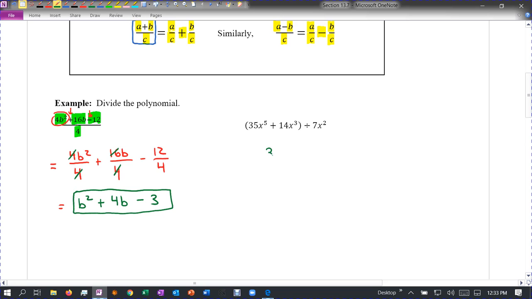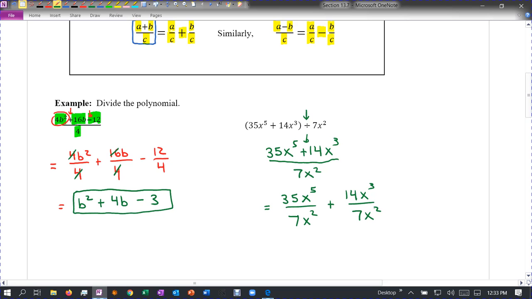Here's another example. We have 35x to the 5th plus 14x cubed divided by 7x squared. So again, I will rewrite this as the 35x to the 5th over 7x squared, and then there's a plus sign there, so plus 14x cubed over 7x squared.